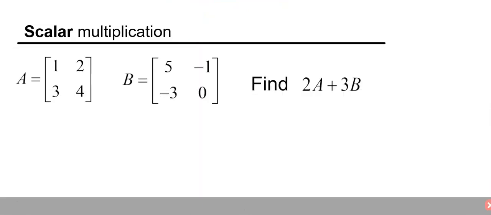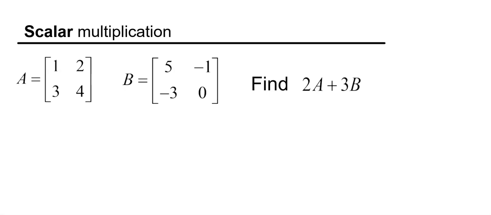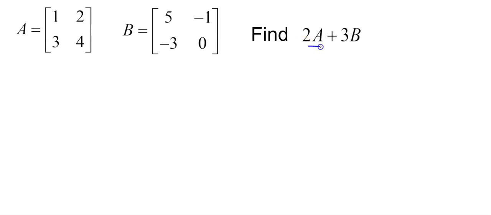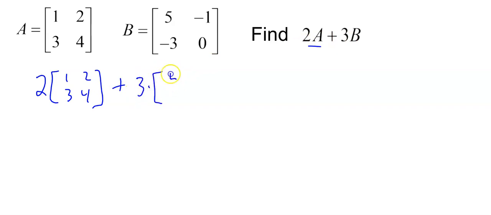So let's go a little bit further. I'm not sure if your book even has any example problems of this, but I want you to know how to do this, and it's really not that difficult. Let's find 2A. So 2A would be 2 times matrix A. Typically we name matrices by a capital letter. So 2 times the matrix 1, 2, 3, 4, plus 3B, so 3 times B, which is 5, -1, -3, and 0.